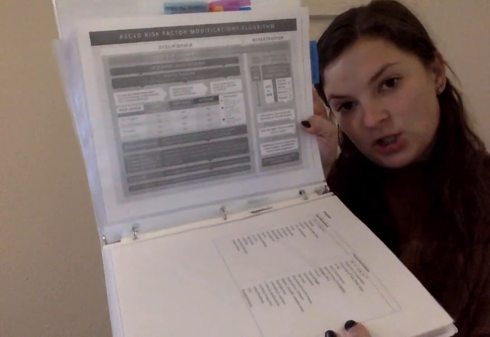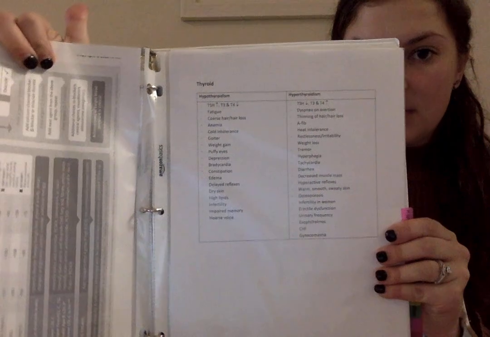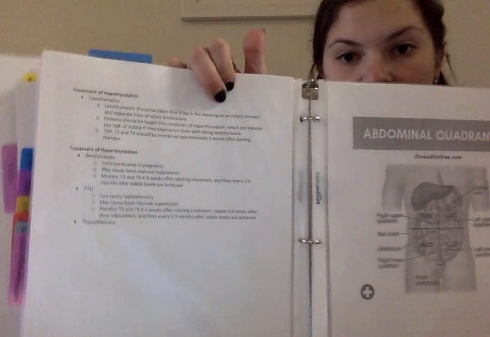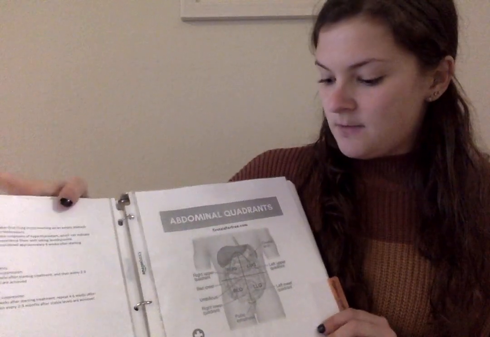This is a risk factor table for statins and ACE inhibitors, beta blockers. Then the next section I have is on thyroid. So I made a table of the signs and symptoms of hyperthyroidism versus hypothyroidism, and the TSH levels, T3, T4. And then the other part of this section is the treatment of hyperthyroidism and hypothyroidism.